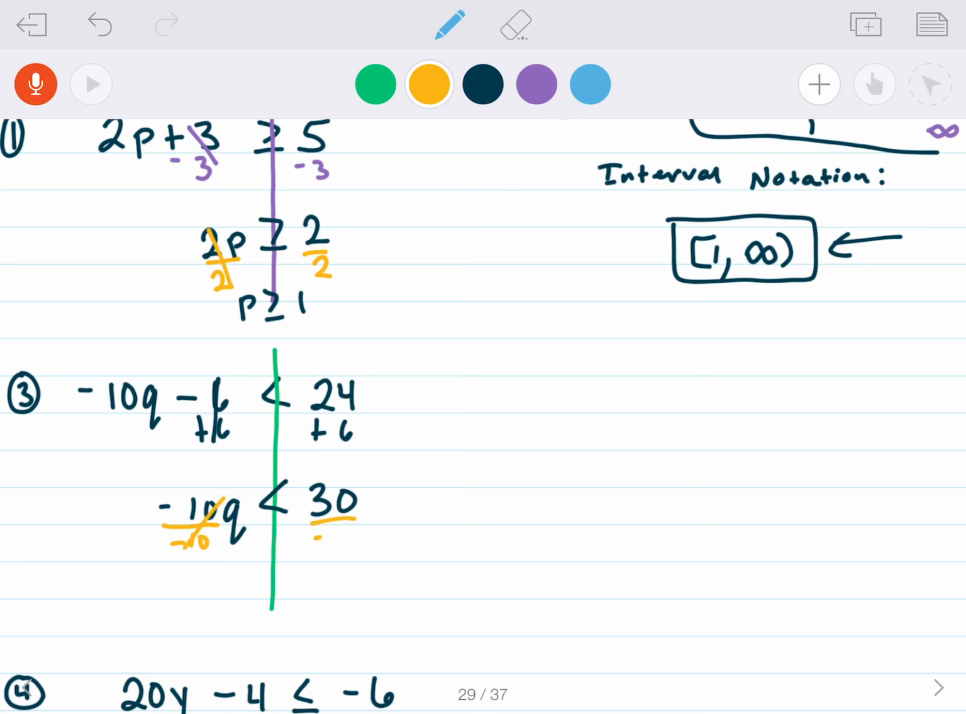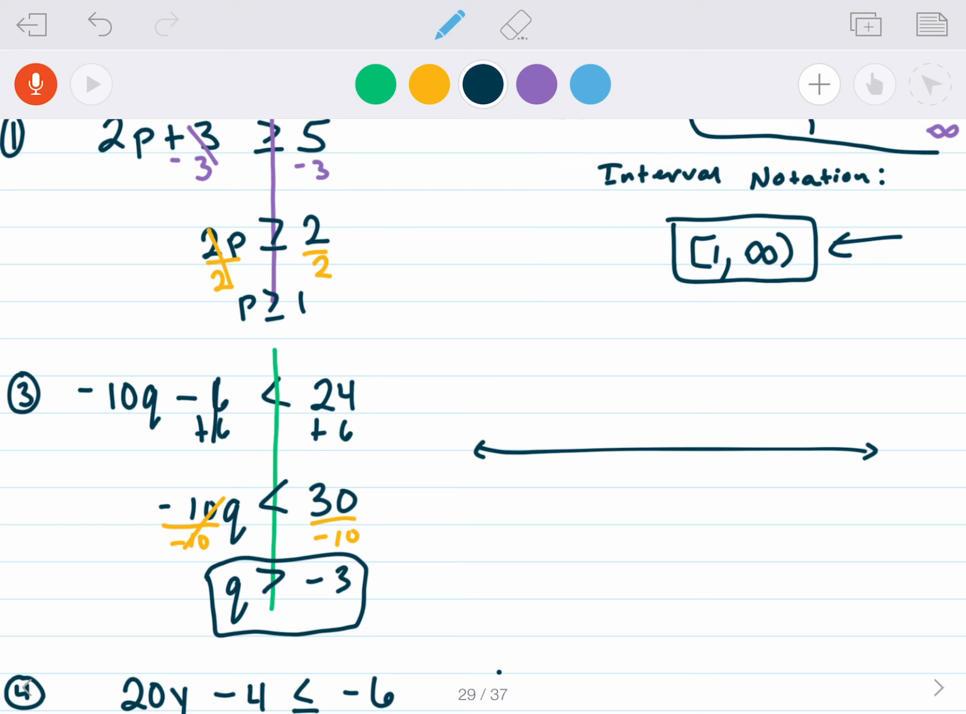And remember, guys, when I divide by a negative, when I'm dealing with inequalities, I need to make sure that I flip that inequality to face in the other direction. So I get Q is greater than -3. That's my solution, but I want to put it in interval notation. So the first thing I'll do is graph this. We have negative infinity all the way to the left, positive infinity to the right, and I'll put -3 right here. It doesn't really matter where I put it.